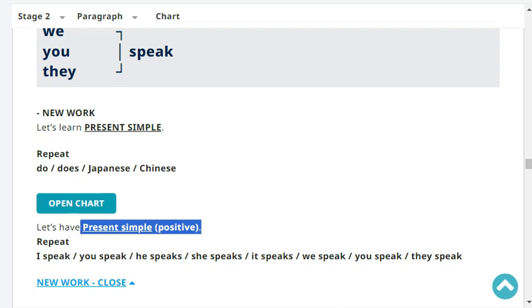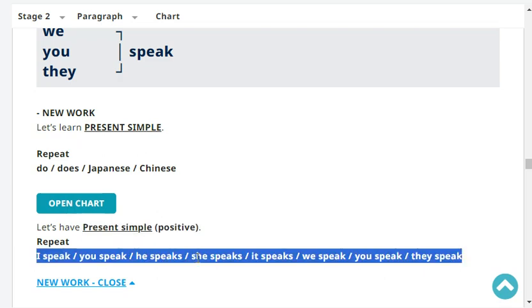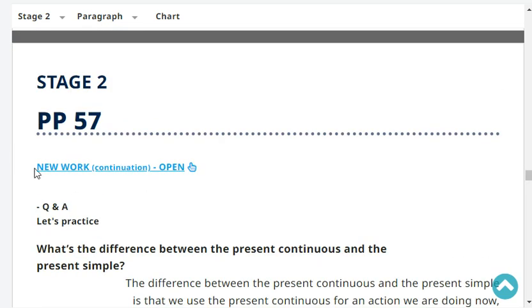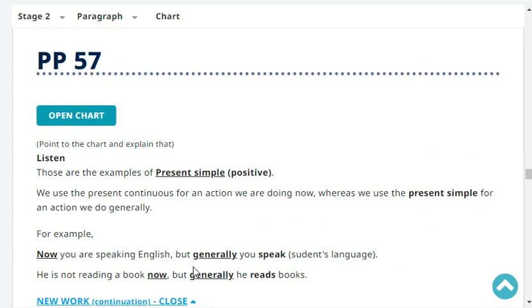Let's talk about present simple positive, positive sentences. Okay, repeat. I speak. You speak. He speaks, with S. She speaks. It speaks. We speak. You speak. They speak. Very good. Okay, listen. Those are the examples of present simple positive.